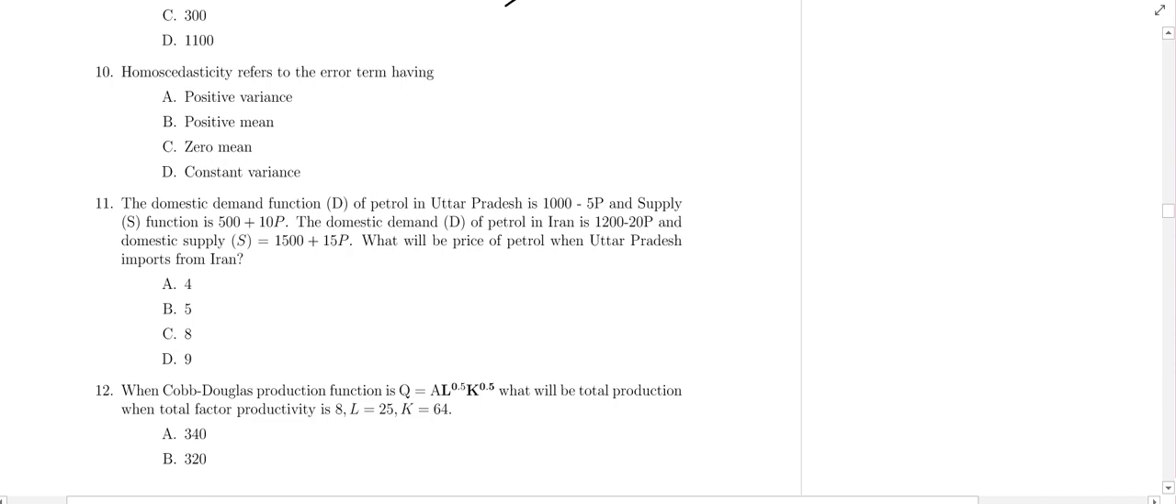Homoscedasticity refers to the error. Homoscedasticity: homo means same, skedasticity means the same variance structure. So the answer to 10 is constant variance. Homoscedasticity means constant variance, and heteroscedasticity is the change in the variance of the error term.